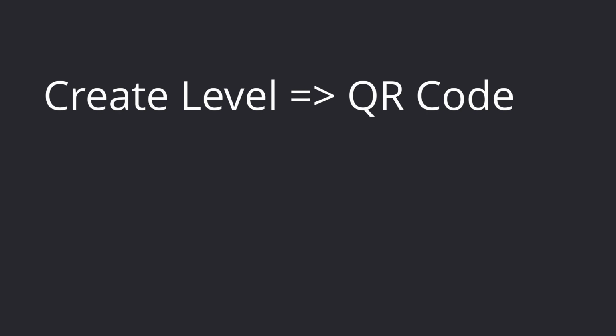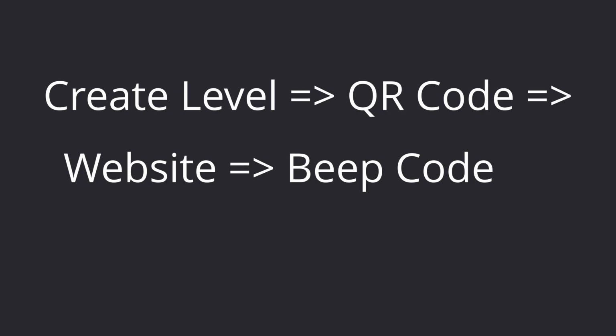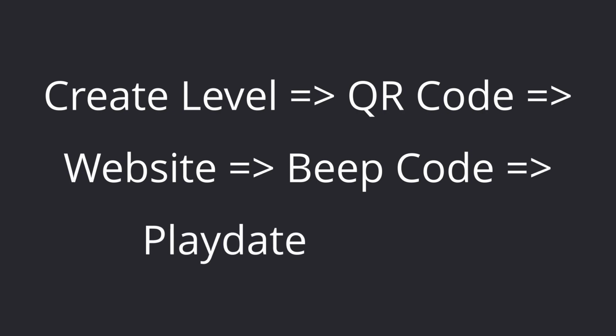My plan was like this. You can first create your level, then I would create a QR code on the Playdate that you can scan with your phone, which would take you to a website I've created. Then you can press a button to beep out some sort of code from your phone speaker that represents the level that you've created. If you share that link with someone else, they can place their Playdate next to their phone, and it can hopefully pick up the code and translate it to the level that you created.